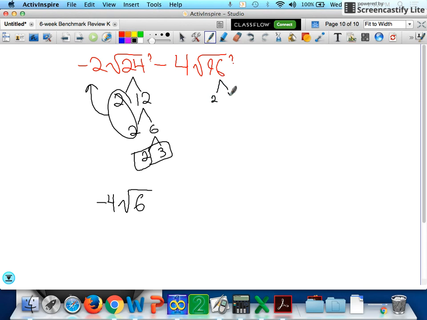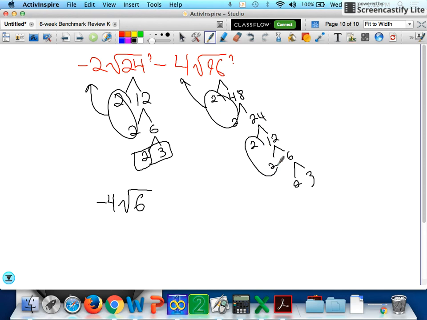96 is a little bit more work. But now we're back in familiar territory with the 24. We just did 24. Pair of 2's is coming out. Pair of 2's is coming out. And wouldn't you know, we left a 2 and a 3 behind again. So what we get is negative 4 times 2 is negative 8, times 2 again is negative 16. And we left a 6 behind.